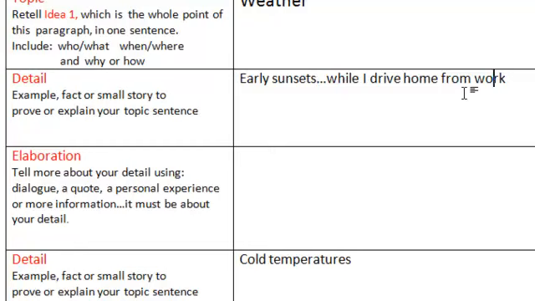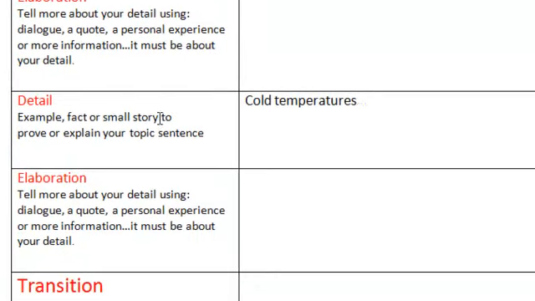from work. I haven't written a whole sentence, just a couple of phrases, but I know that I'm using a fact here. In fact, I might even write the word fact so I can remember that. That's what will be in this box when I turn it into an entire paragraph. This detail down here, I probably want to choose something besides a fact. I can choose an example, a fact, or a small story.